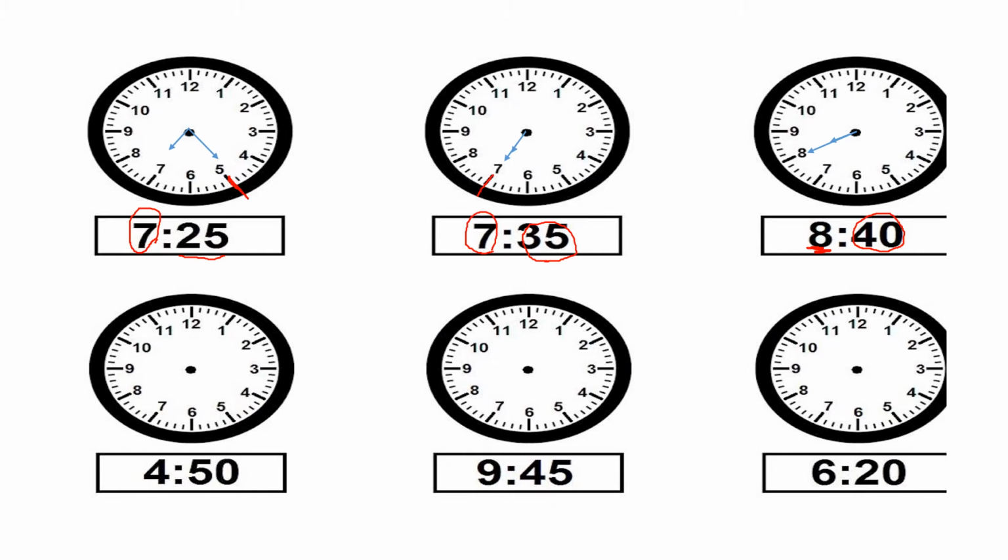Here it's 4 and 50 minutes. So 50 minutes, the long hand should be at, excellent, should be at 10. And here the hour is 4. So we don't draw it at 4, okay, we draw it between 3 and 4.